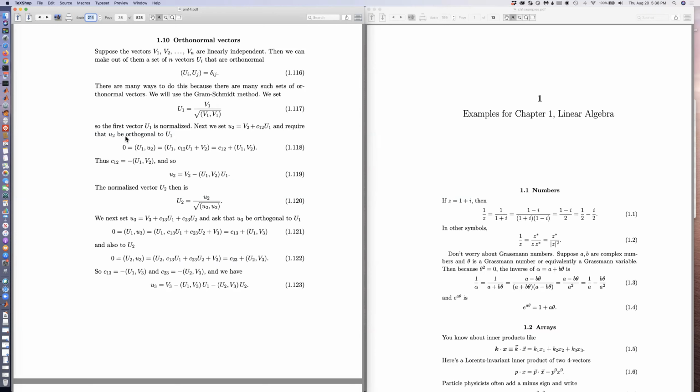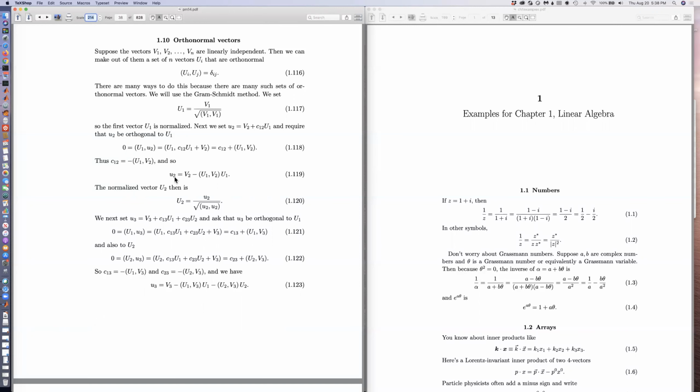By orthogonal, we mean that this inner product vanishes. And of course, inner products are linear in the right-hand vector and antilinear in the left. So here, U1 inner product U1 is just unity. U1 inner product V2 is just this here. And so for this to vanish, C12 has to be minus U1 V2.